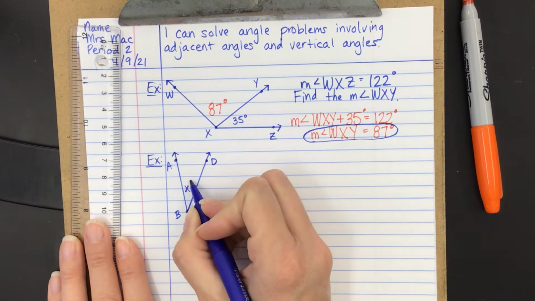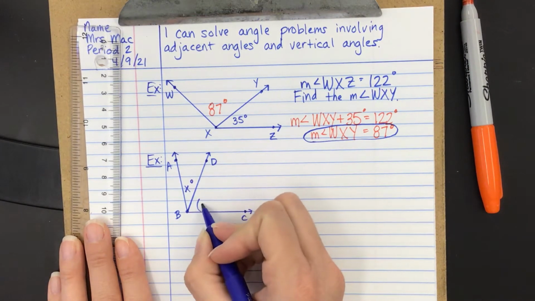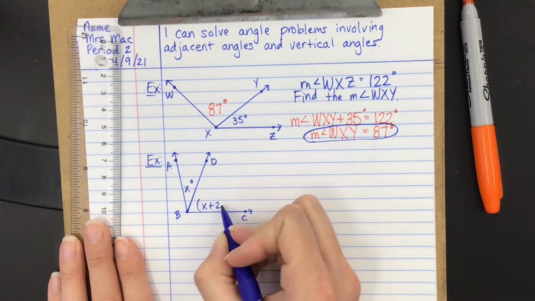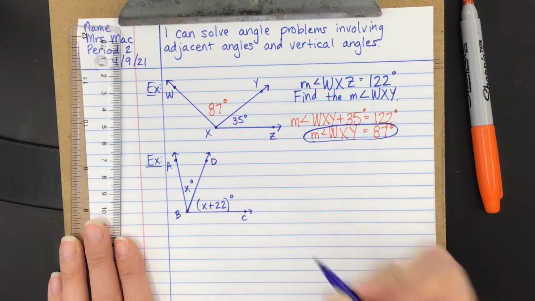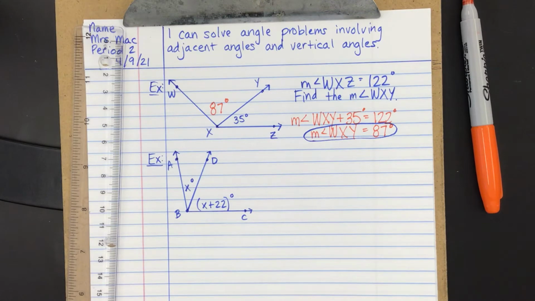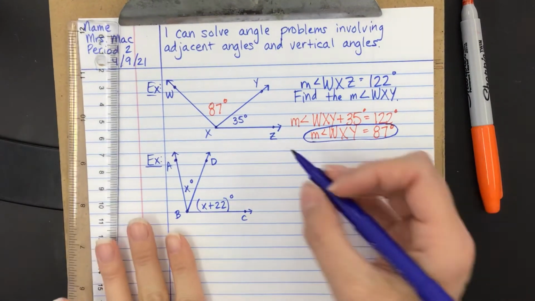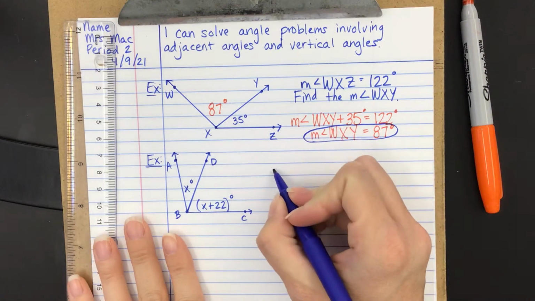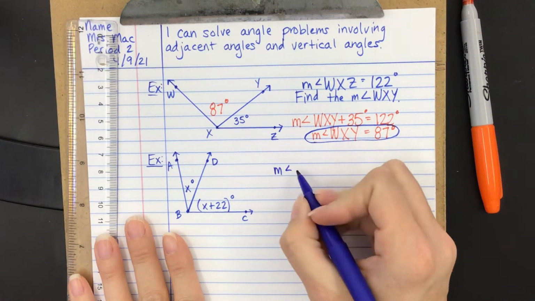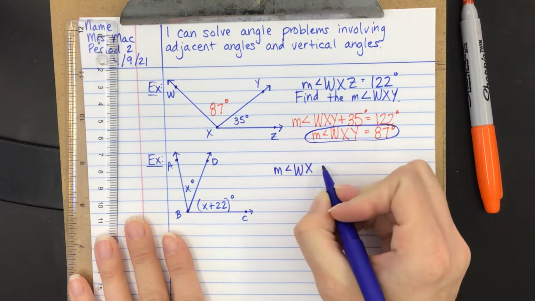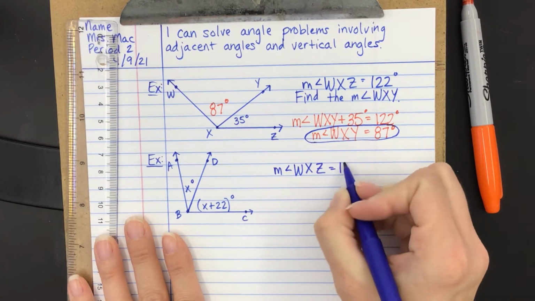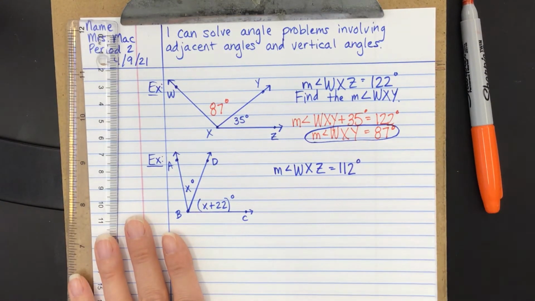So we're going to have this angle be x degrees, and this angle right here will be x plus 22 degrees. And we're going to be given that the measure of angle WXZ is equal to 112 degrees.